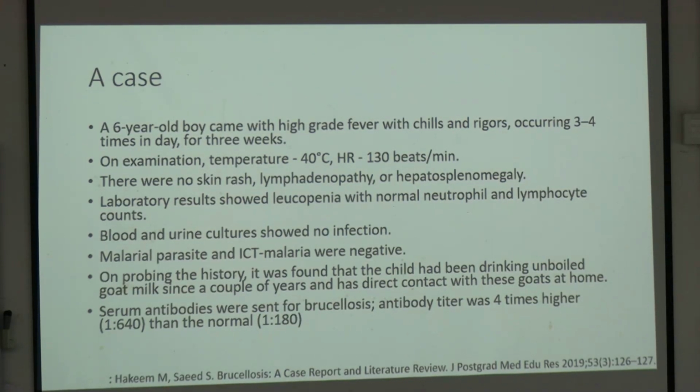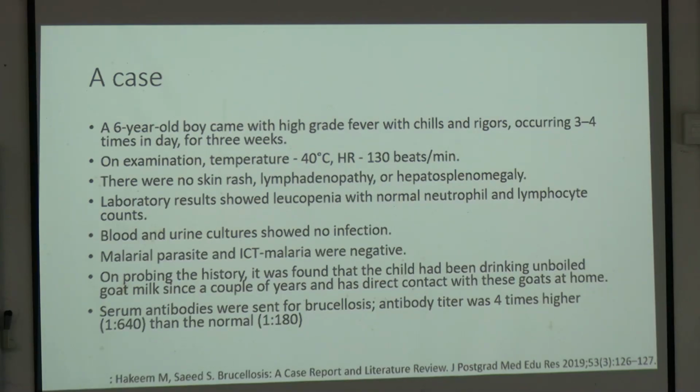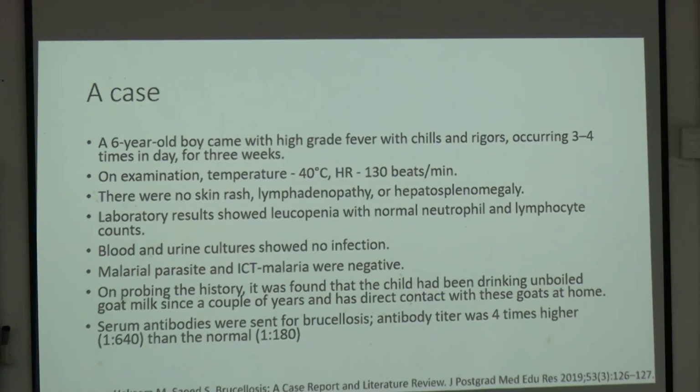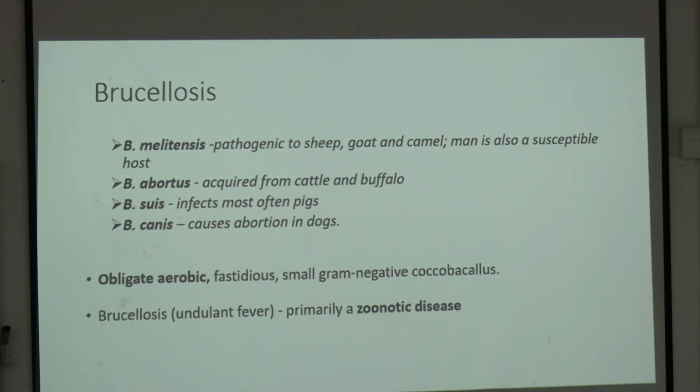Then, what could be the cause? A detailed history elicited that the boy was in a habit of intake of unpasteurized goat milk. Based on that history, the physicians then tested for antibodies against brucellosis, which came out higher than expected. So, this is how brucellosis may also present. Now, coming to brucellosis, this is a zoonotic disease mainly acquired from farm animals, and we have about 4 species. Any of them can infect.